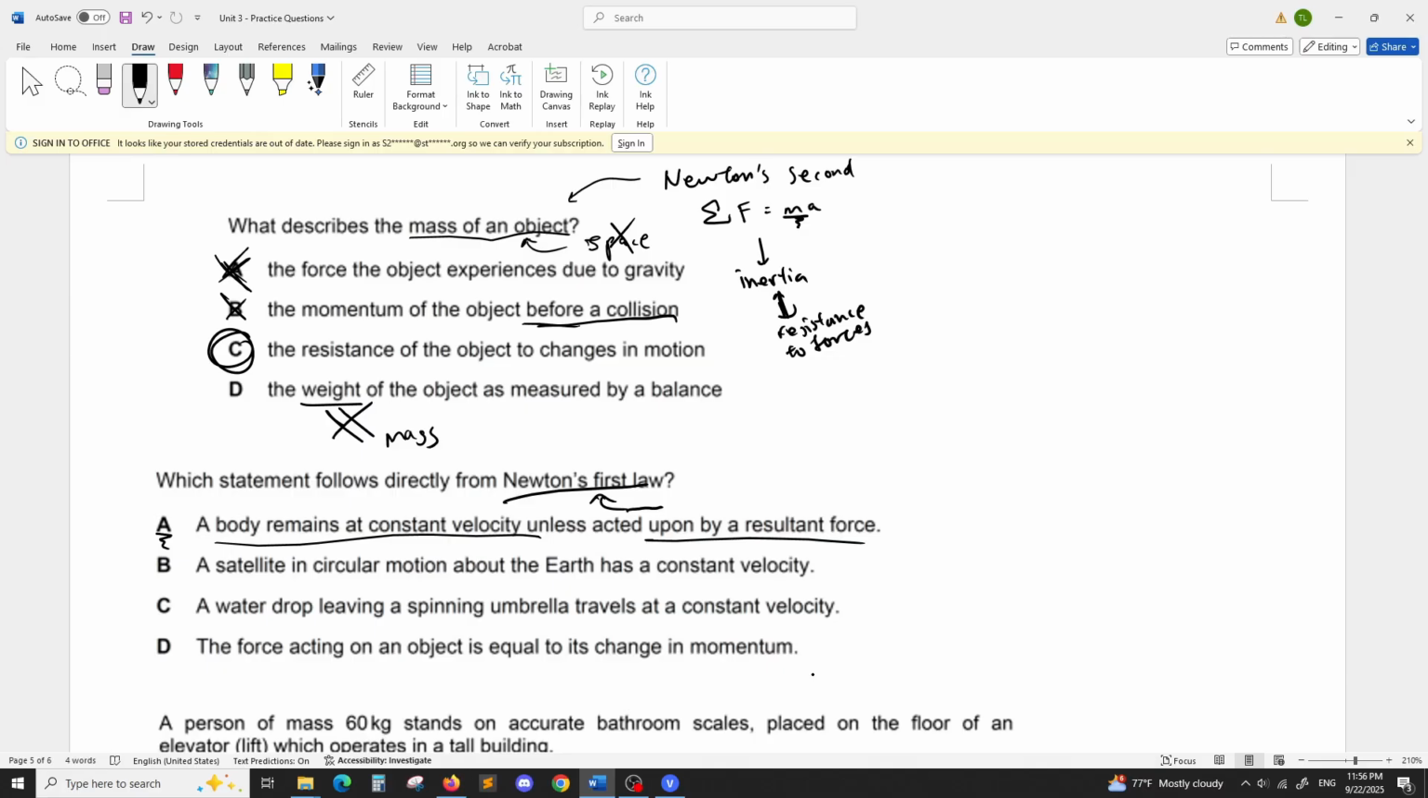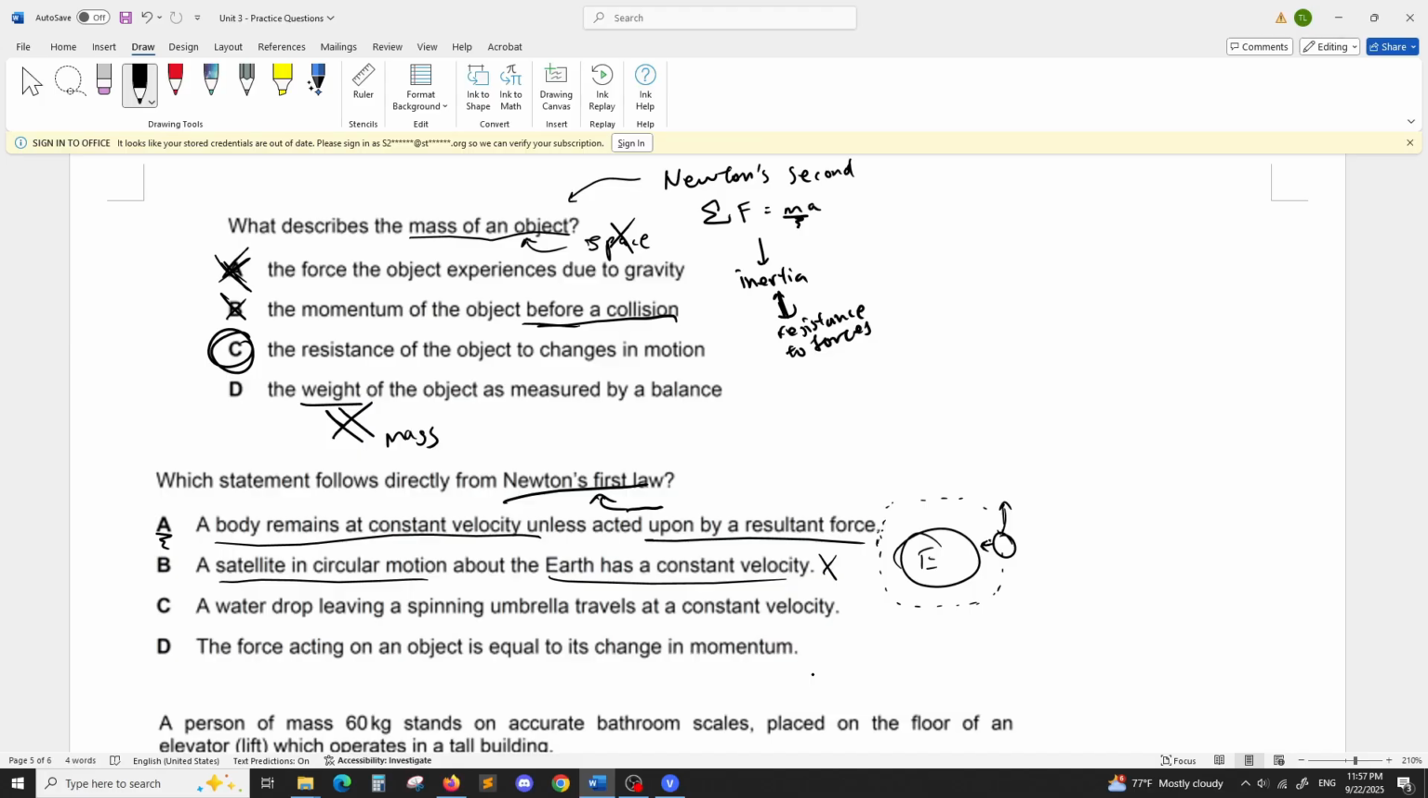A satellite in circular motion about the Earth has a constant velocity. We might not get to this, but I'm pretty sure Earth does have a centripetal force. Centripetal and centrifugal, I'm pretty sure we don't cover in AICE, but it's something worth knowing exists. So an object is moving like this, and then Earth is pulling it this way. So there is actually a force, I'm pretty sure. So it's not necessarily constant. And I don't know if this reasoning is correct, but I believe that's how it is.